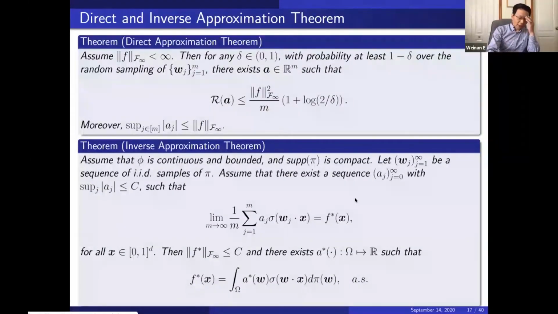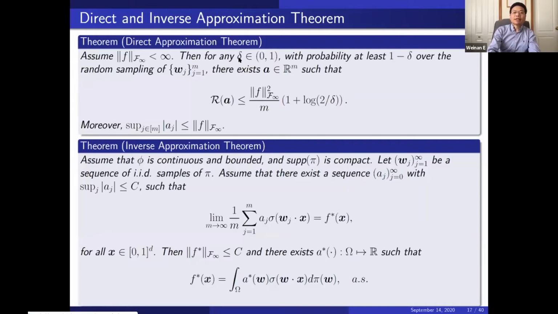So why is that the right quantity? Because for this quantity, we can prove direct and inverse approximation theorems. For example, if the f infinity norm is finite, then you can approximate the function f, in the L2 norm, by the random feature models with this kind of accuracy. This kind of statement is standard in machine learning.